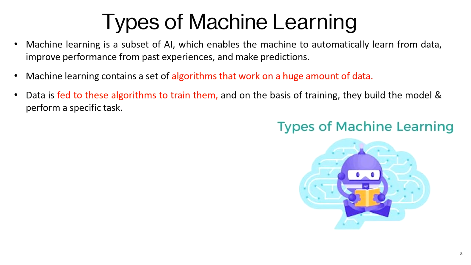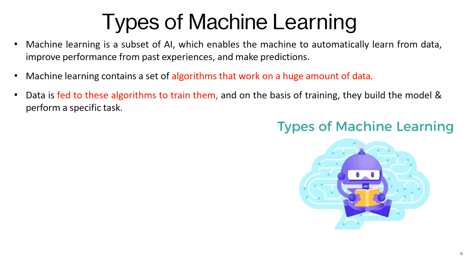Okay, now let us move to another important topic: types of machine learning. Machine learning is a subset of artificial intelligence, and it allows machines to learn from data, improve their performance based on their experience, and make predictions. ML algorithms work with data. The data is provided to the algorithms for training, and the algorithms build a model that can perform a particular task.